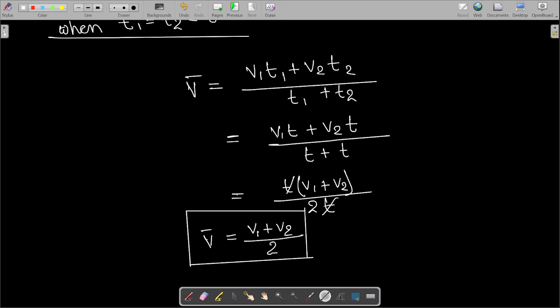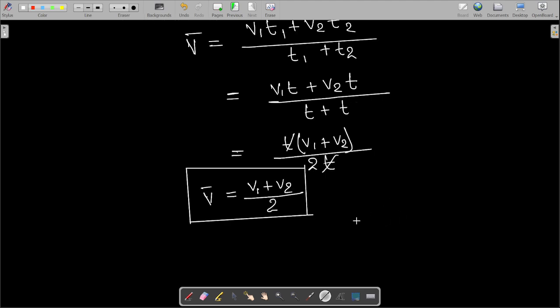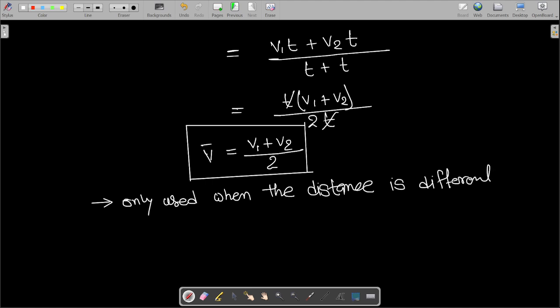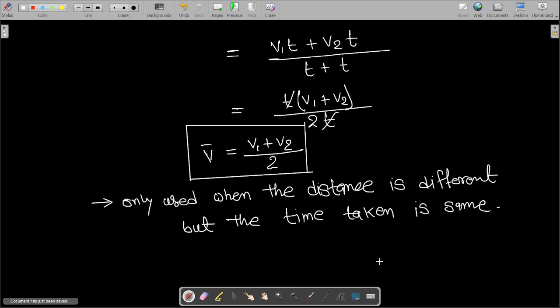So this formula is only used when the distance is different but the time taken is the same. Okay, sir. Good.